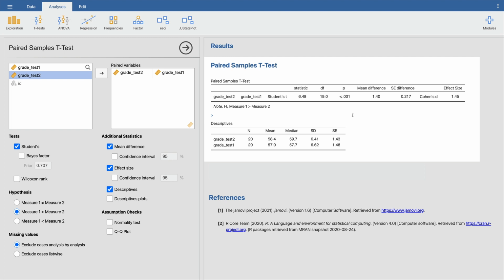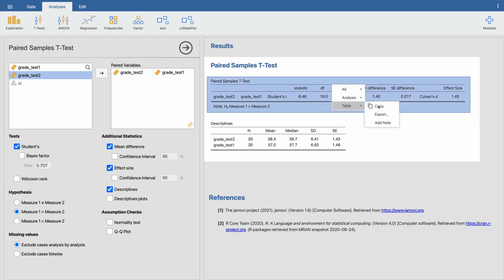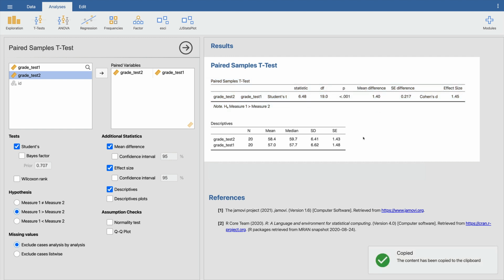So for your problem set this week, I'm going to ask you to go ahead and paste your Jamovi output into your problem set. And the way you do that is just what I did there: you right-click or control-click on it, and then say copy, and it copies that table. And then it's in your clipboard, and you can paste it into Word or whatever document you're using. Okay, so that's it for Jamovi. Let's go back to what we were doing with our problem set.